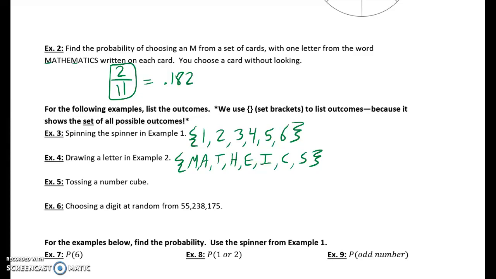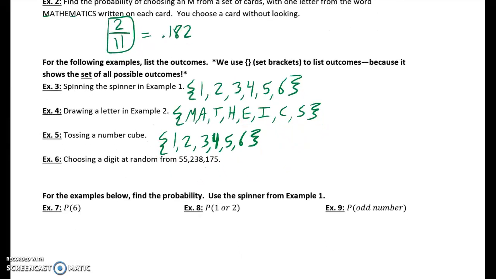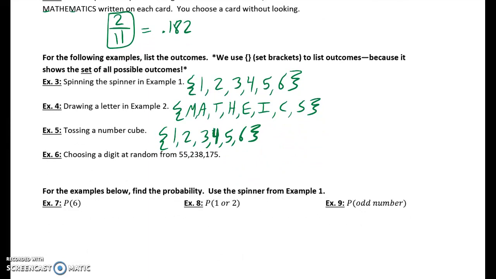How about tossing a number cube? Well, that's just a die. That's a fancy math way of saying a die. Well, a standard 6-sided die, we have numbers 1 through 6. There are other dice. I have some games that have dice with different numbers on them, but we're just tossing a normal number cube.